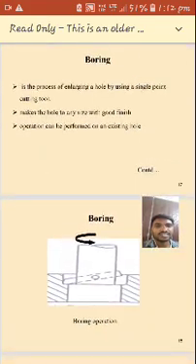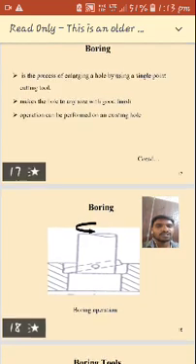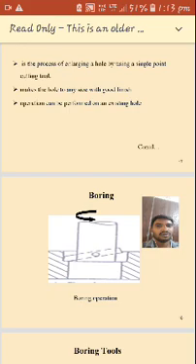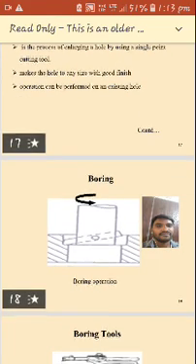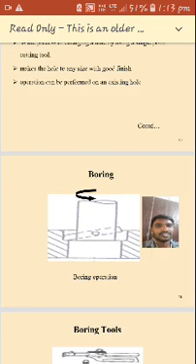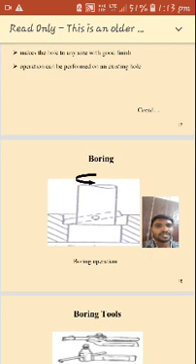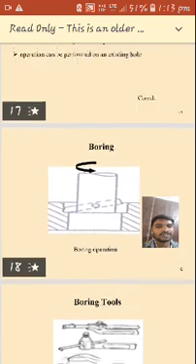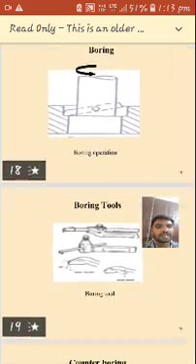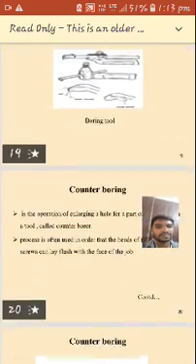And the next operation is the boring operation. It is a process of enlarging the hole by a single point cutting tool. So the boring operation is used to enlarge the hole to any size with a good finish. The operation can be performed on an existing hole. That is a boring tool.